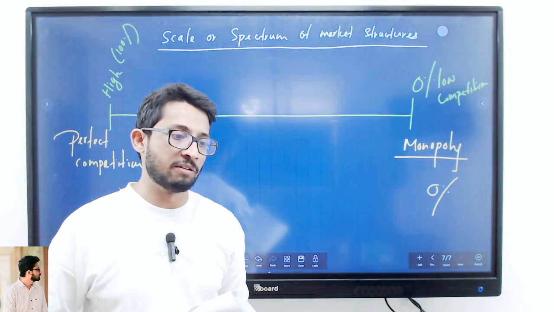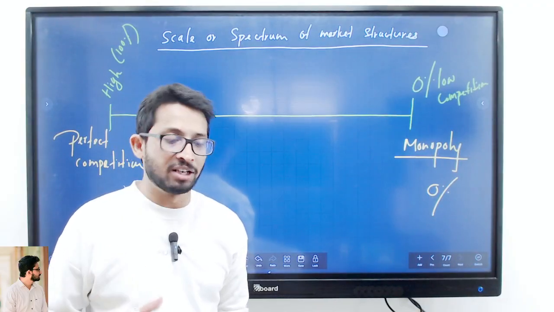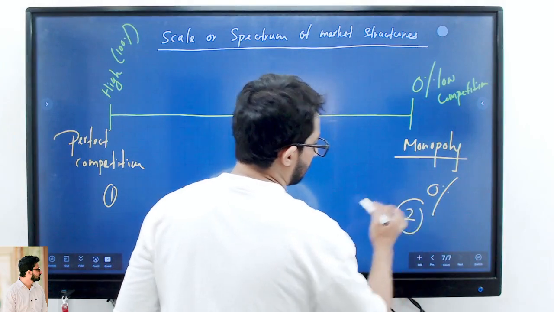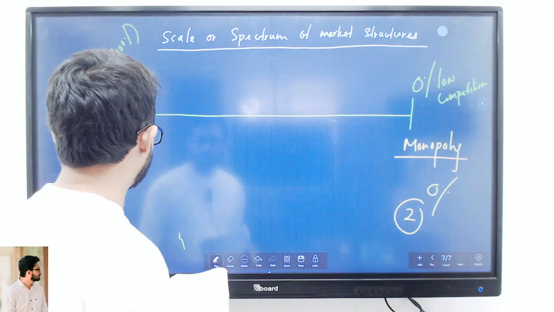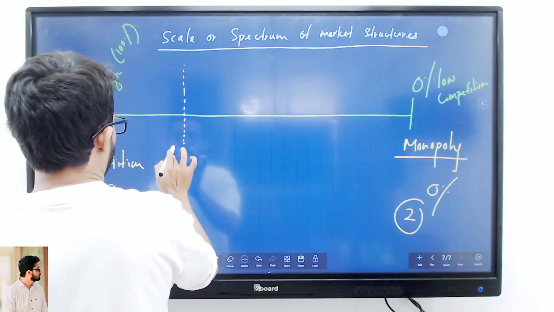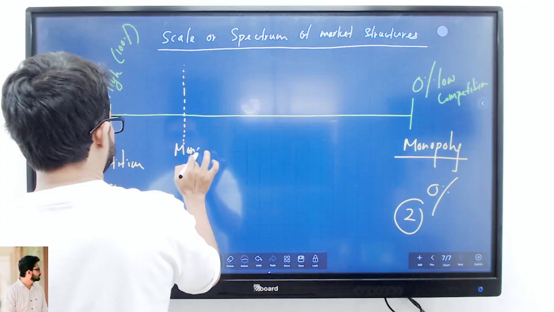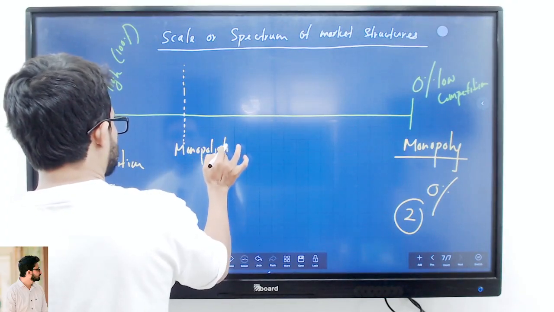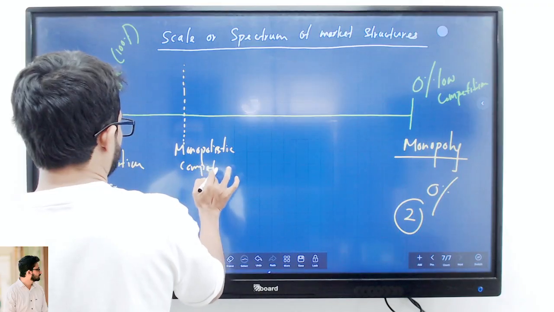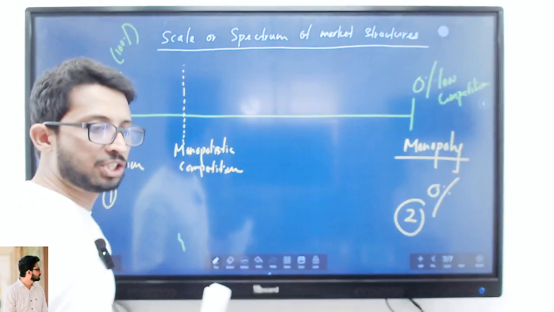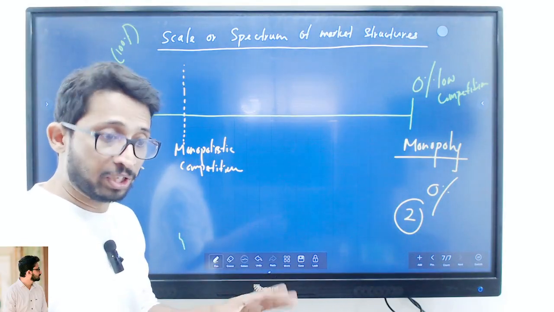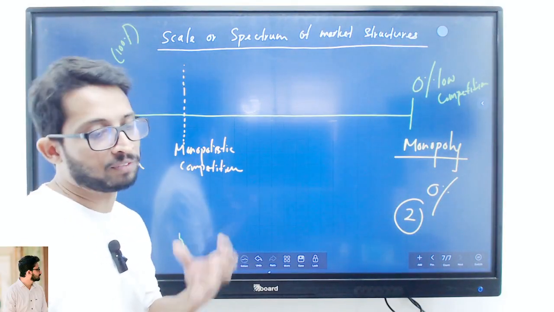In between these two, we can identify another two market structures. This is the first one, this is the second one. Then in between these two, there are two other market structures. Next one, monopolistic competition. Monopolistic competition is towards the perfectly competitive market. It's not competition like perfect competition, but anyway, it has significant market competition.